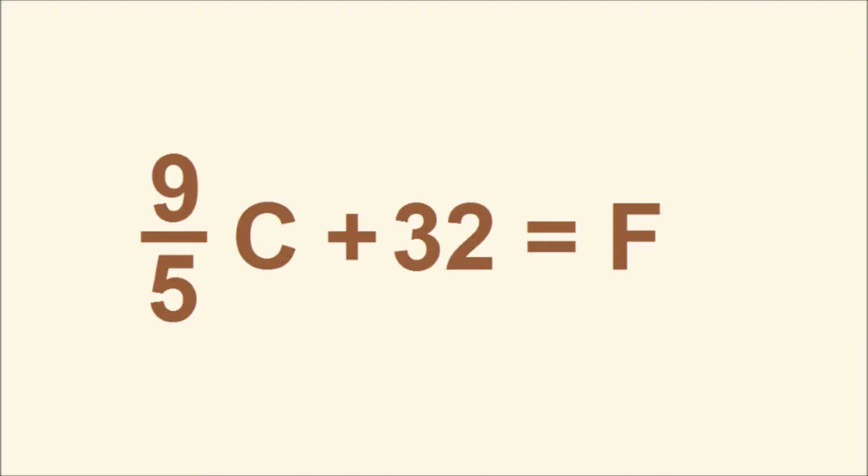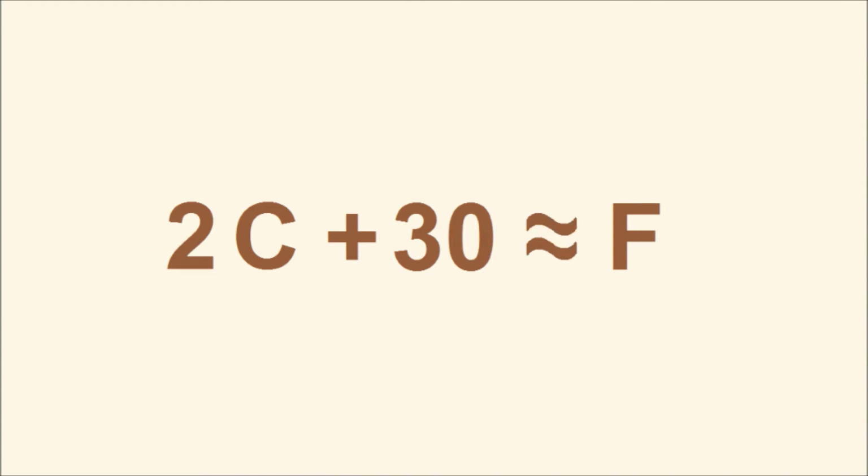Instead, here's my simple two-step solution for when you need to express the temperature in the devil's numbers. Step 1, take the temperature in degrees Celsius and double it. Step 2, add 30. It's that simple. You see, the main difficulty of converting is dividing by 5 and multiplying by 9, but 9 over 5 is almost 2, so just double the number instead.